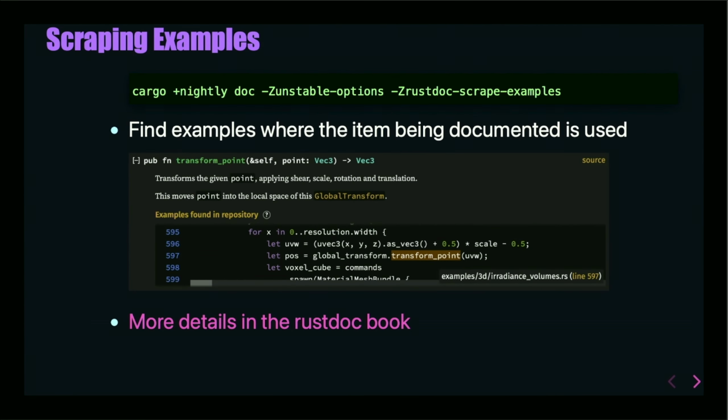Another interesting feature, this time you will have to use nightly Rust, is scraping examples. As I said, having examples for all your documentation is very interesting, and it can be a bit of a pain when you also have complete examples living in the examples directory. That's where cargo doc helps you, and it's able to find example usage of your functions in the examples and link them directly in the documentation. So you don't have to do everything by hand.